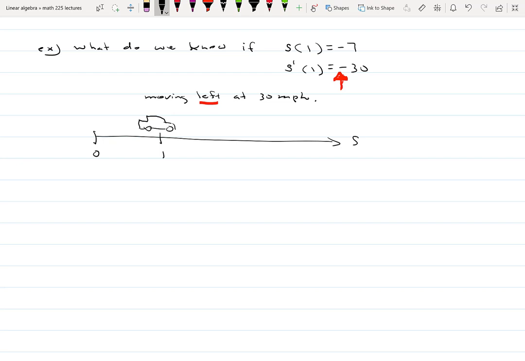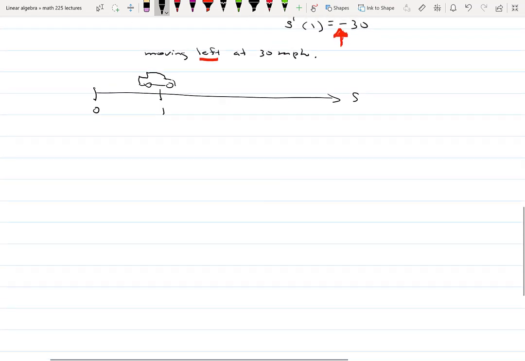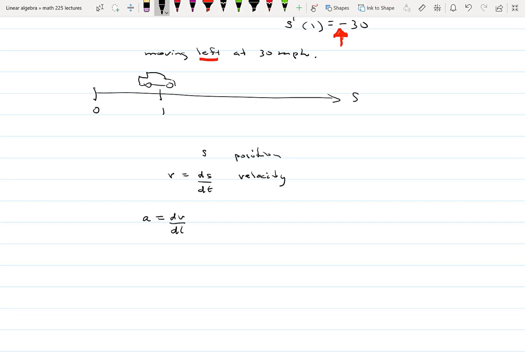So before we get into that, let's talk about a third quantity. We already have the two quantities. S is position. V is S prime or ds/dt, and that is velocity, which gives us speed and direction. And we have acceleration, which is the rate of change of velocity. So we'll stop there for just a second. The rate of change of velocity.